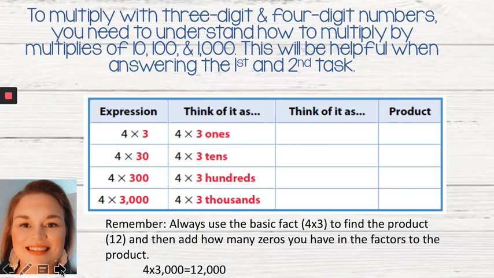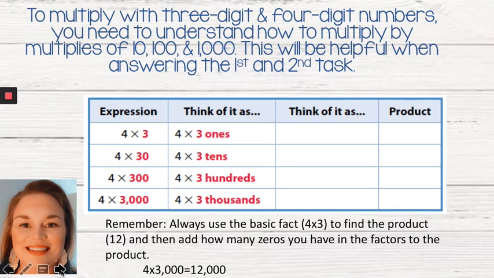To multiply with 3-digit and 4-digit numbers, you need to understand how to multiply by multiples of 10, 100, and 1,000. This will be helpful when answering the questions in the first and second task. So, let's look at the chart below, starting in the expressions column. Expressions are different from equations because equations have the equal sign and a product.